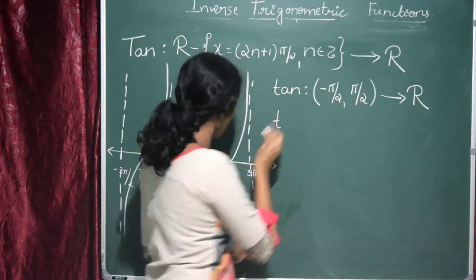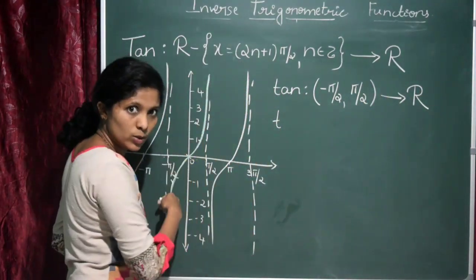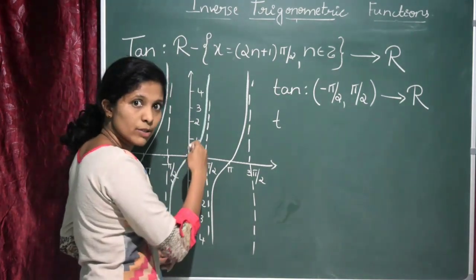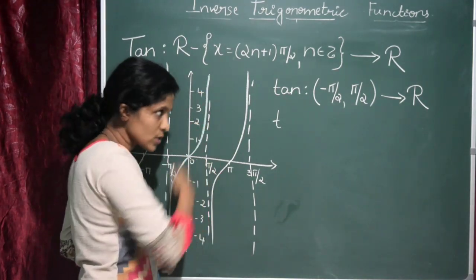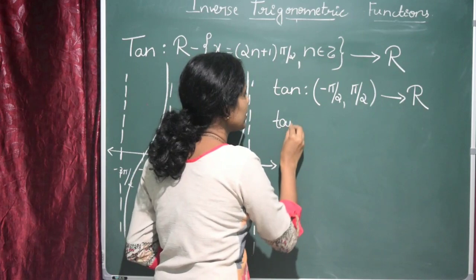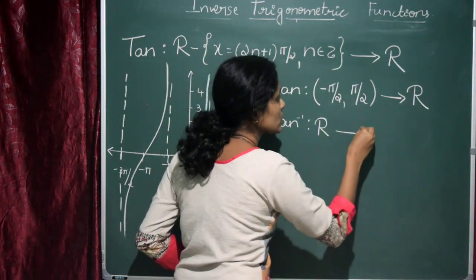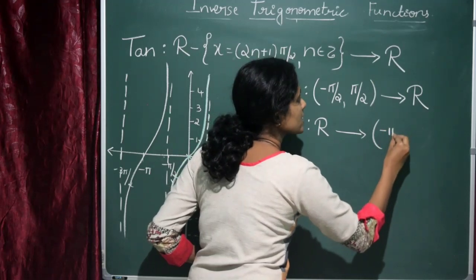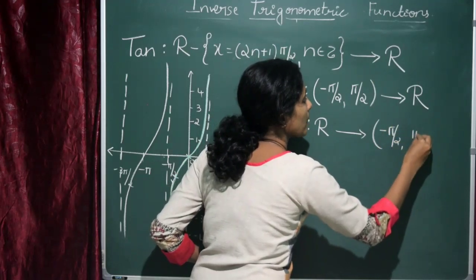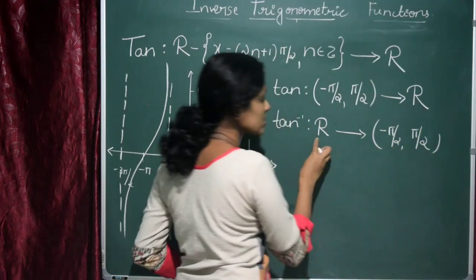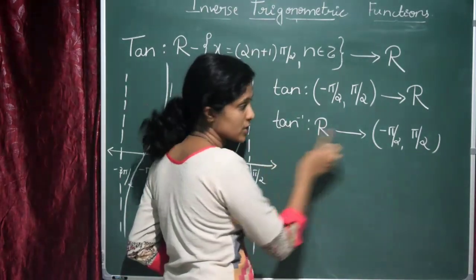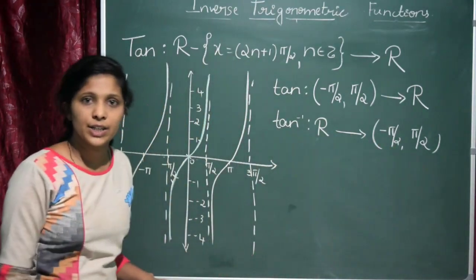So in this function you can see it is one-one and onto, right? All the distinct elements map to distinct elements. So it is one-one and onto. So we can define the tan inverse, that is from the set of all real numbers to the open interval minus pi by 2 comma pi by 2. This is the domain of the tan inverse function and this is the range of the tan inverse function.